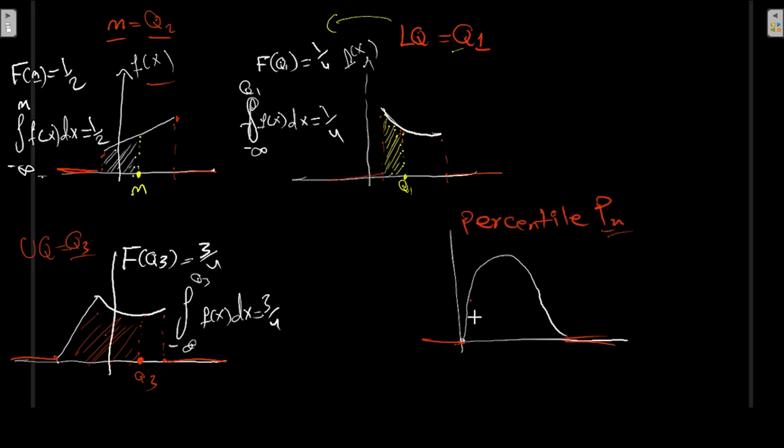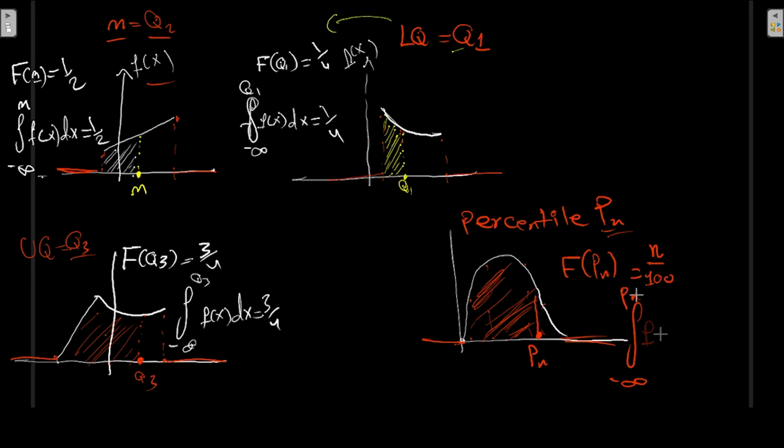Well, it could be 25%, could be 30, could be 65, could be 95. It depends. So the Pn could be any point within this interval, which is going to be the area under the curve. The number you are interested in divided by 100, that is the meaning of percentile. Bringing the same idea, I'm going to start from minus infinity to this Pn of the probability density function, and it will be equal to n over 100.